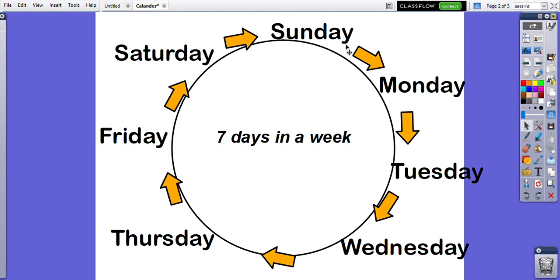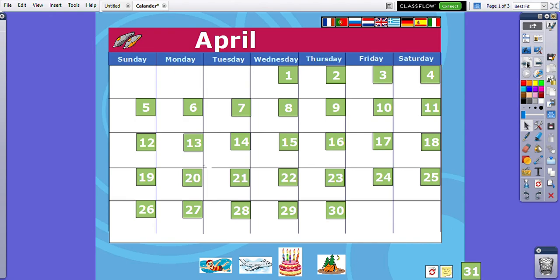So you can practice that a little bit, give yourself some challenge questions, use the wheel to see where you land. But then we want to be able to take that information and transfer it to an actual calendar. So here I have the month of April. And our days of the week are listed up here: Sunday, Monday, Tuesday, Wednesday, Thursday, Friday, Saturday. But here they go in a straight line, they don't go in a circle.